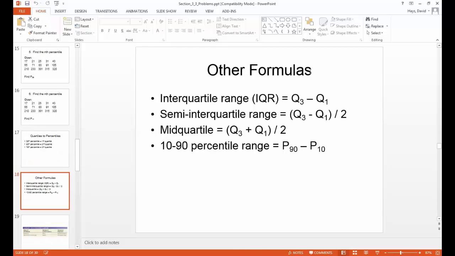Now here's some formulas. If you got a problem that asks you to find the interquartile range, the IQR, that's Q3 minus Q1. Semi-interquartile range is Q3 minus Q1, all divided by 2. Midquartile is Q3 plus Q1 divided by 2. And the 10-90 percentile range is P sub 90 minus P sub 10.